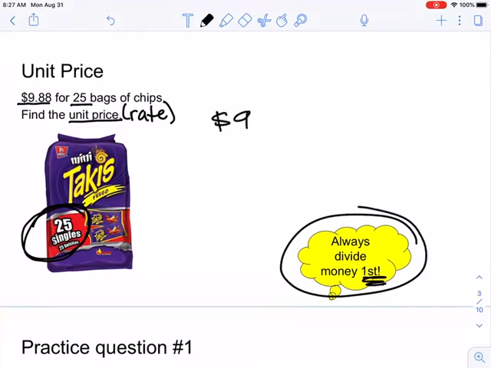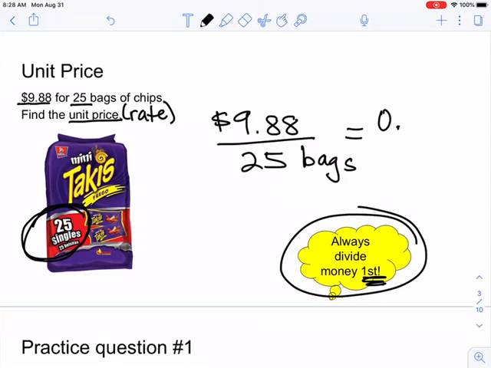So we have $9.88, and then we're going to divide that by 25 because it's $9.88 and it's 25 bags. And for this lesson, you can use a calculator. So the top number goes in your calculator first. So I'm dividing 988 by 25. Now, when I do that, I get a long number. This is what I get.